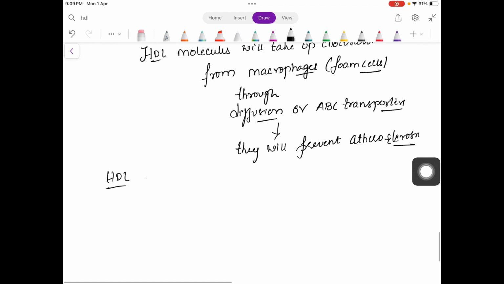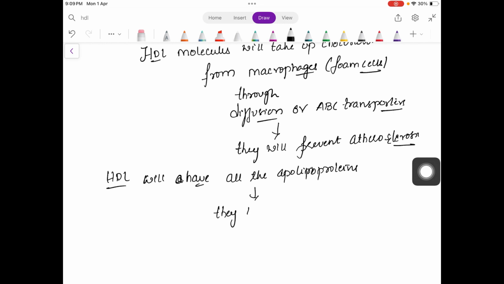And this HDL molecule will have all the apolipoproteins, and this HDL molecule will donate apolipoproteins to chylomicrons and VLDL molecules.